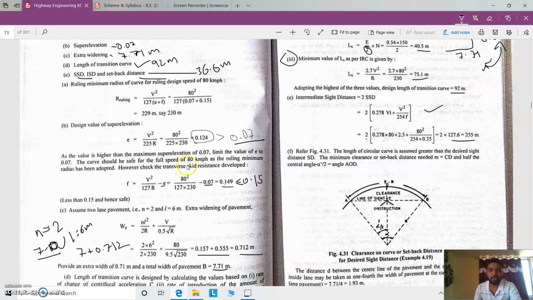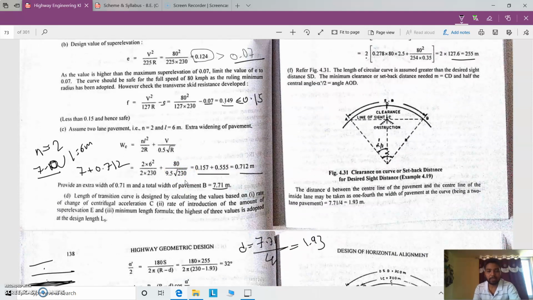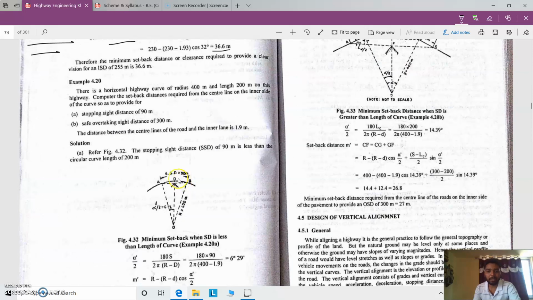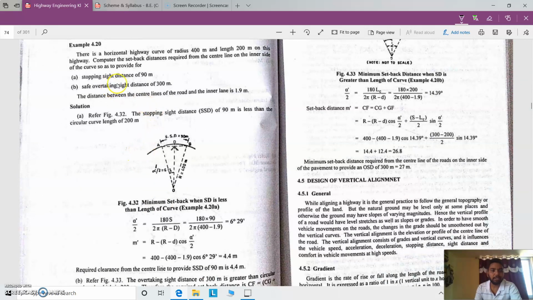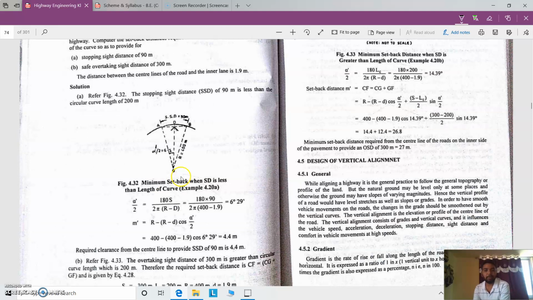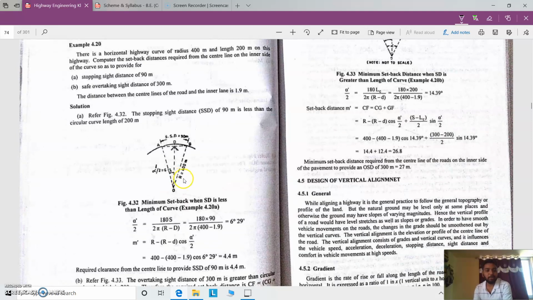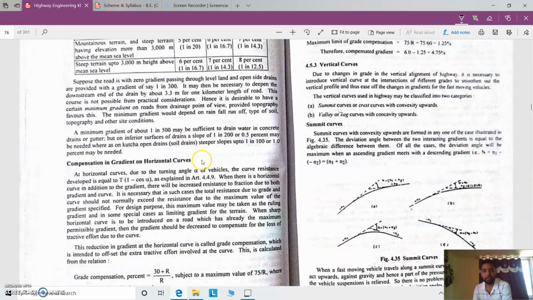Once you are clear with the content, then you will be able to attempt this second module completely, right? And again, we may get problems on stopping sight distances, that is based on vertical curves and horizontal curves and setback distances. Based on this data, you may get the problems. You just have to remember the formulas. Then you can easily calculate the problems.